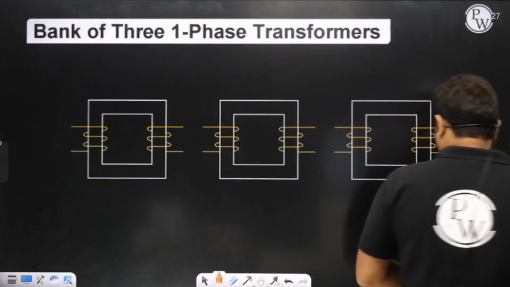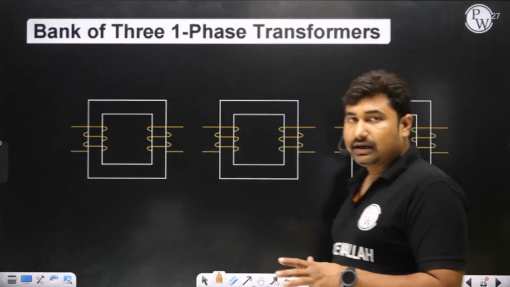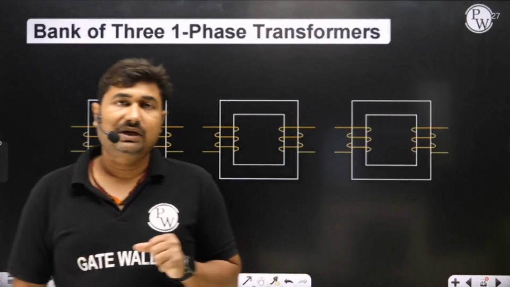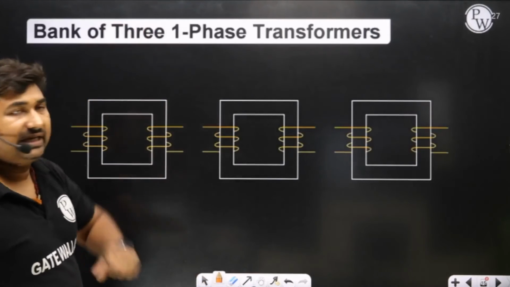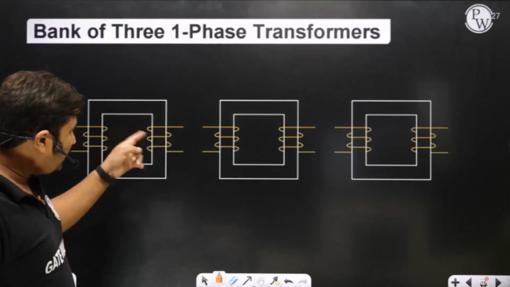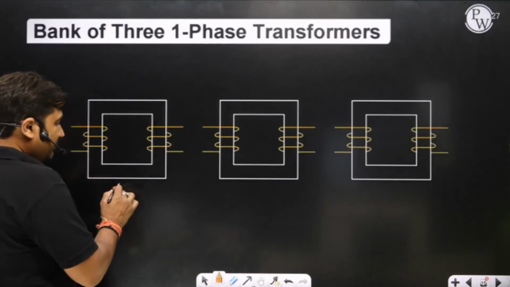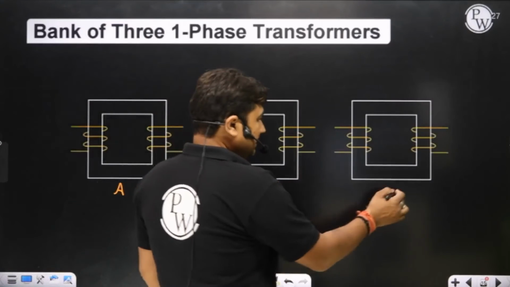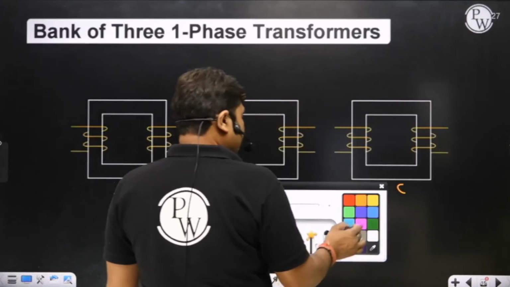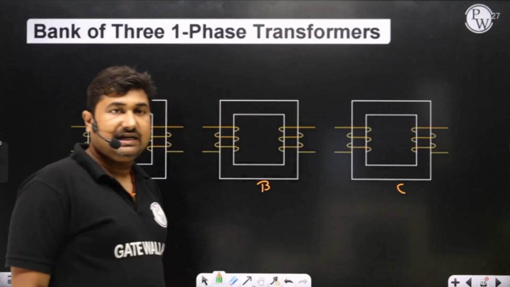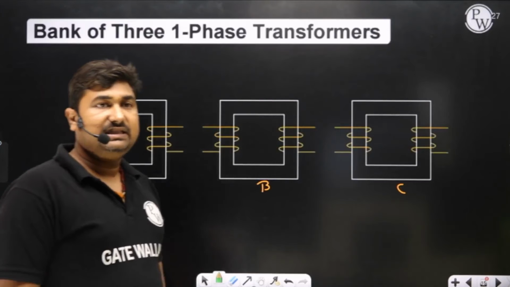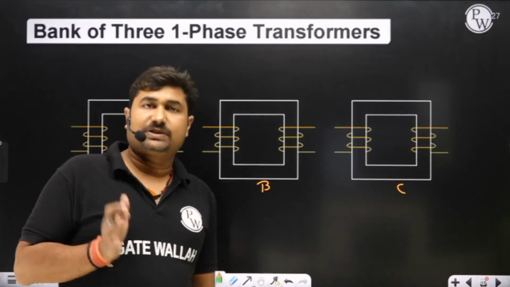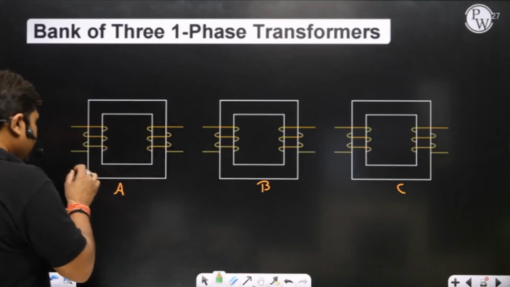There is one more way to connect a three-phase transformer in the desired connection, which is called a bank of three single-phase transformers. Suppose we have three identical transformers A, B, and C. All these transformers are identical in every respect. Is it okay? Yes, sir. A, B, and C are identical in every respect. Yes, sir. Now please observe.